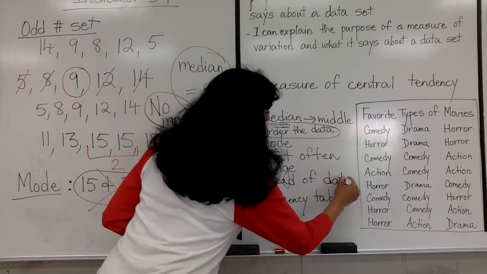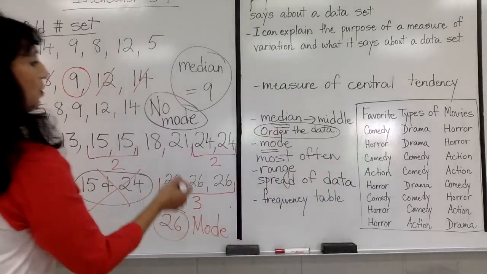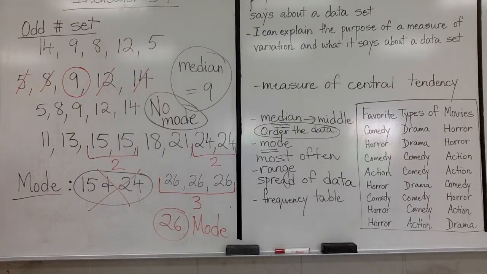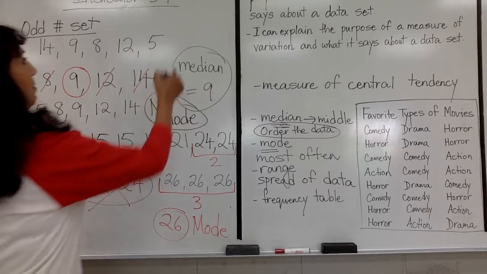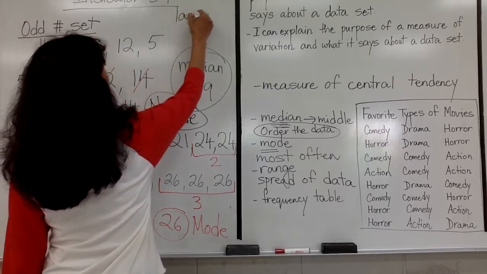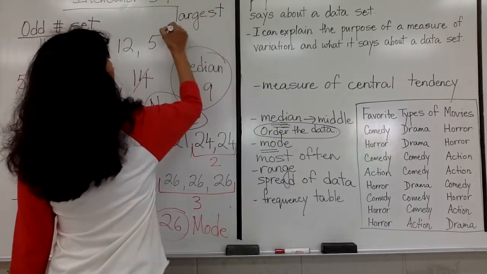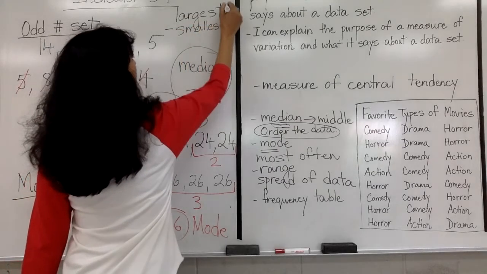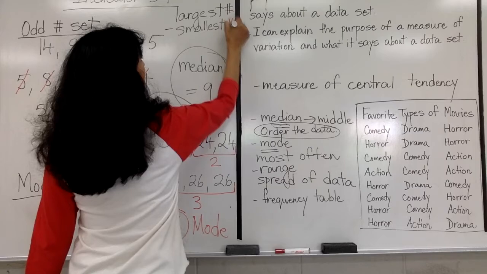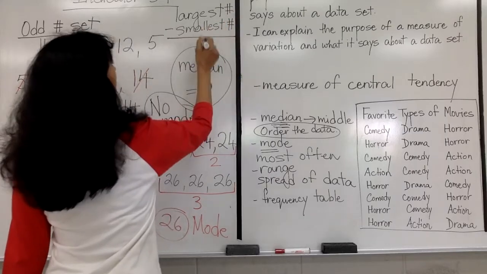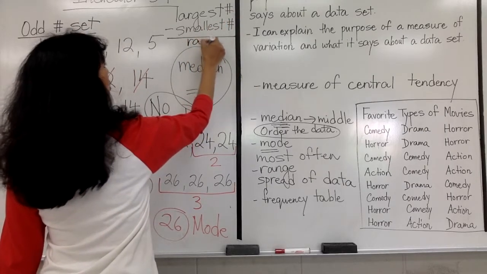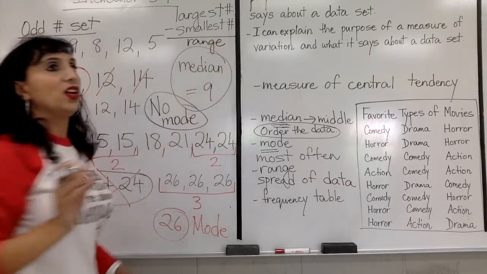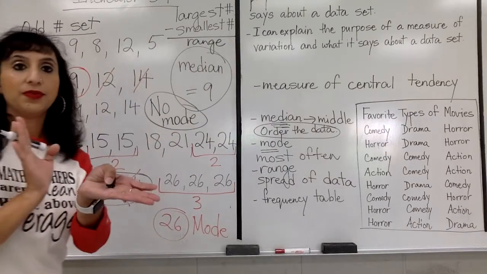Spread of data. Basically it tells you that you are finding the difference between the greatest and the smallest. That means the largest number in the data minus the smallest number. So the largest number minus the smallest number in the data set gives me the range. So range is to calculate the spread of the data.